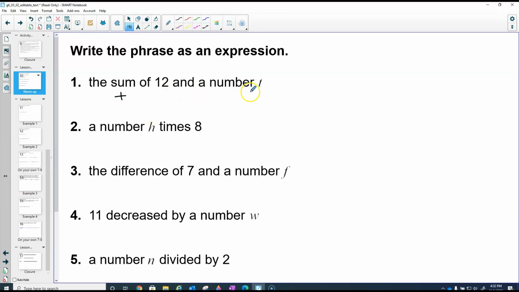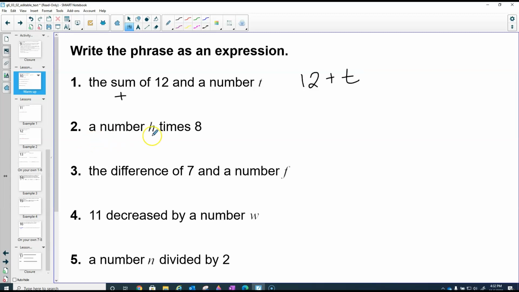So 12 and a number. First it starts with 12, and then I'm adding that number. I'm adding t. We don't know what the number is. We just know that it's a variable. It could be anything. Maybe it stands for time. Maybe it's a total of food. We don't know. So we just say 12 plus t.